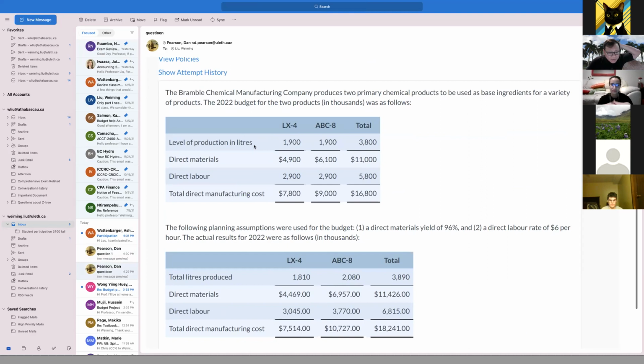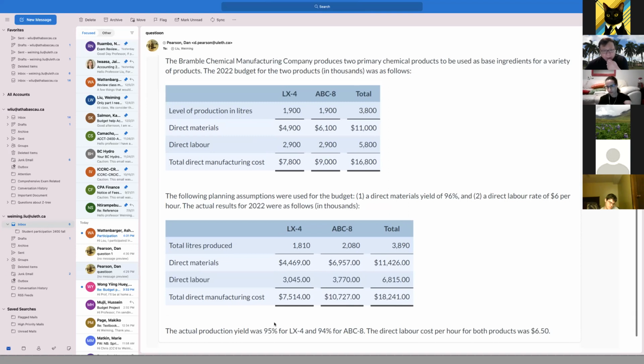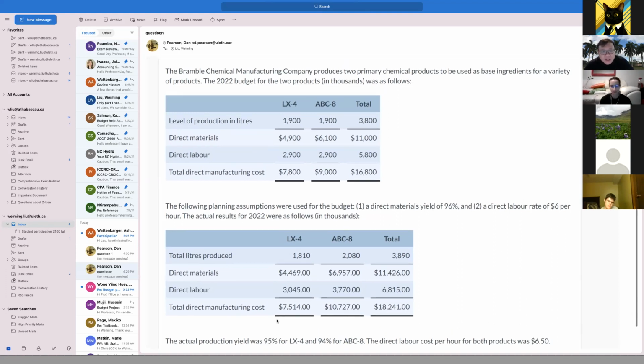So we have level of production in liters, direct labor cost. The actual production yield was 95% for LX-4 and 94% for this. Yeah, so when I was using the numbers, for example the direct materials, I wasn't sure if I'm supposed to use 95% of that number, or am I supposed to add more to it? That's where I kept messing up. Yeah, I see what you mean.